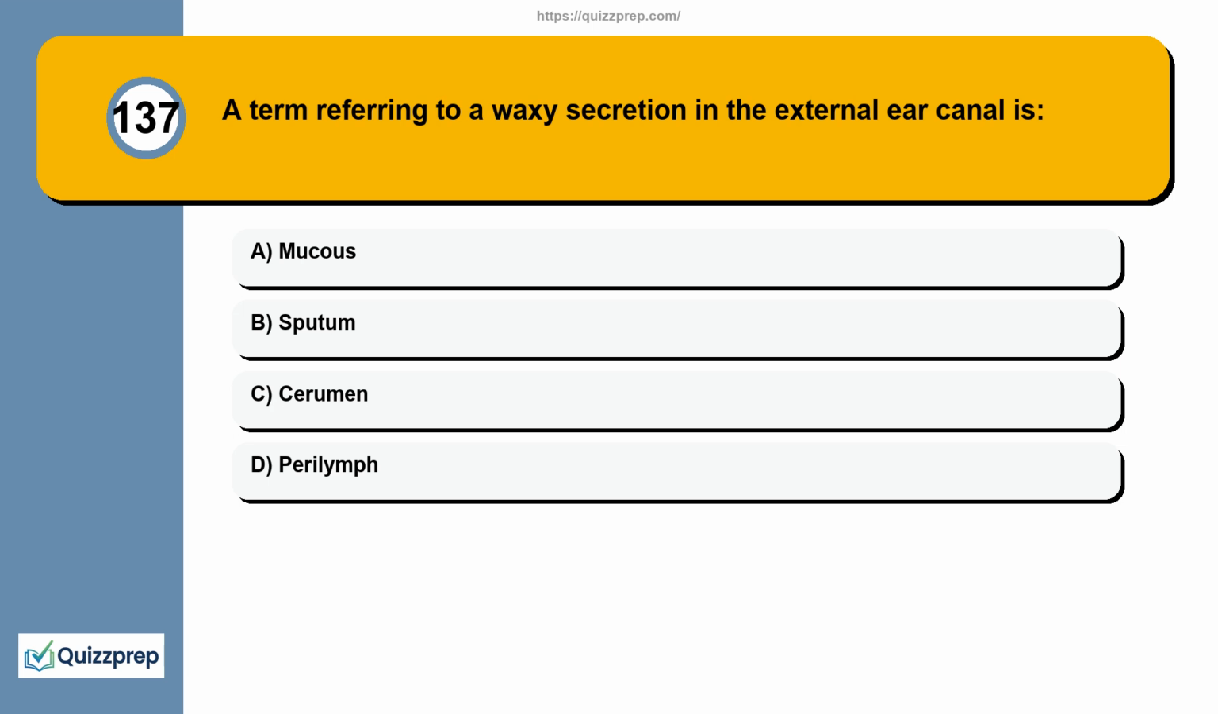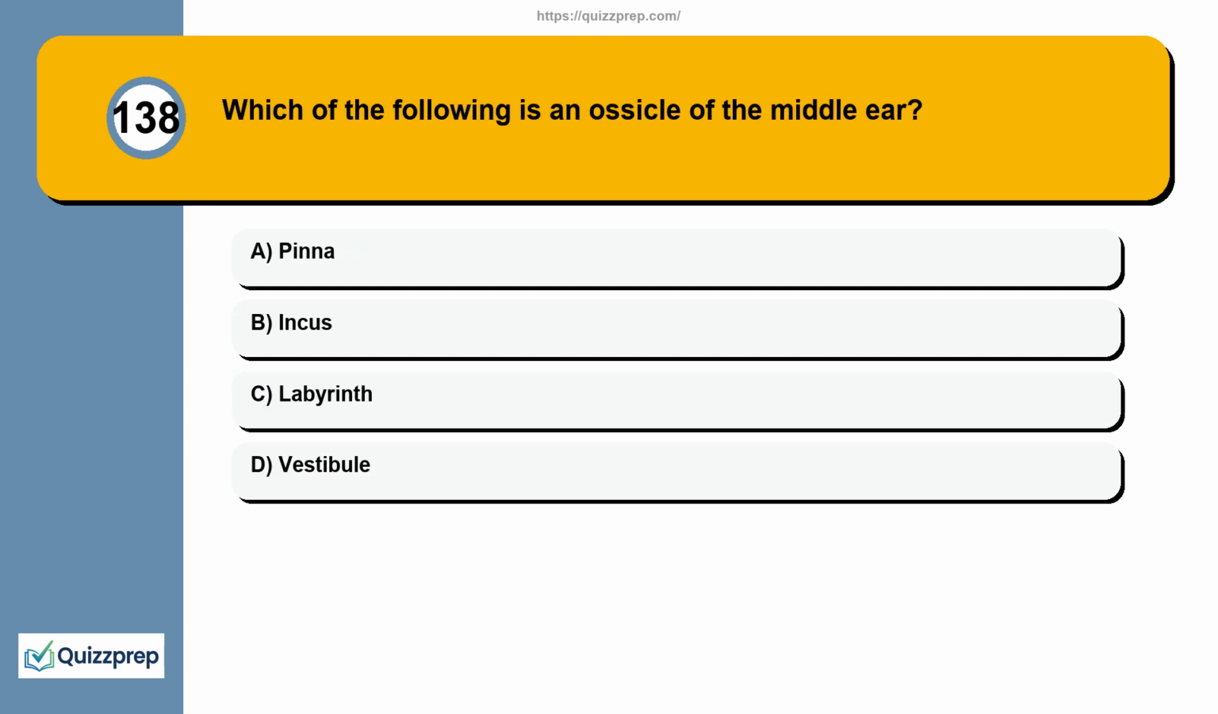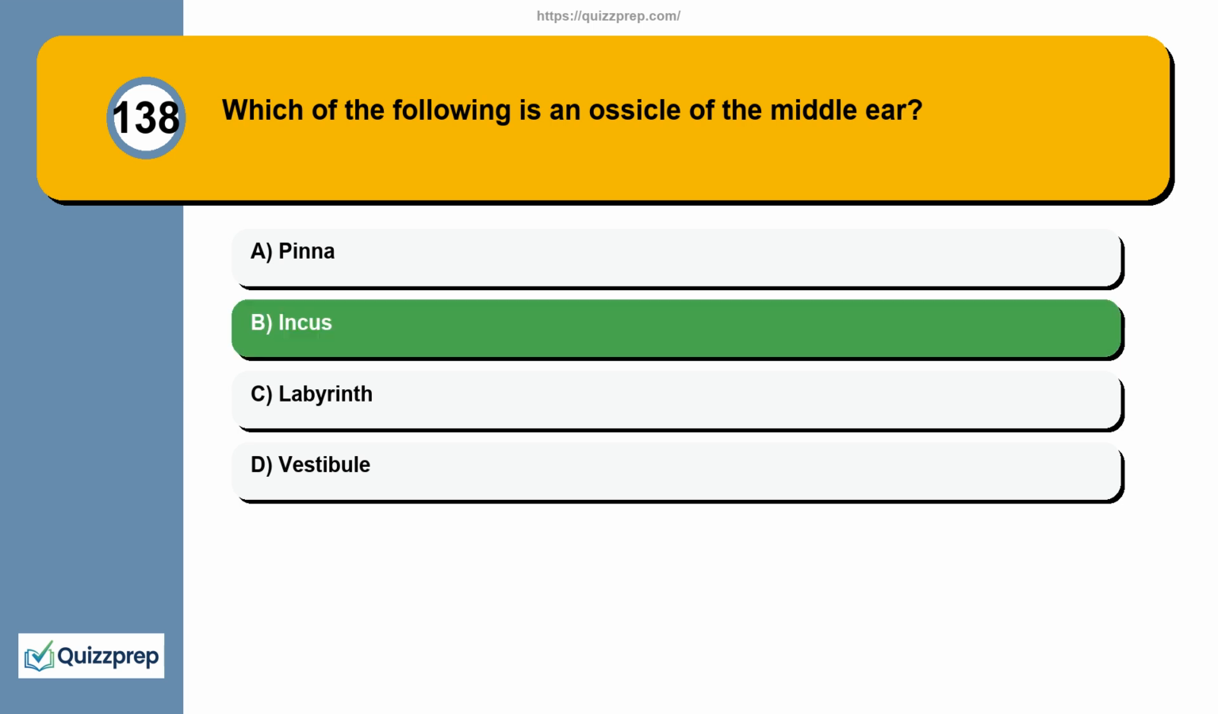Question 137. A term referring to a waxy secretion in the external ear canal is option A, mucus, option B, sputum, option C, cerumen, option D, perilymph. The correct answer is option C, cerumen. Question 138. Which of the following is an ossicle of the middle ear? Option A, pinna, option B, incus, option C, labyrinth, option D, vestibule. The correct answer is option B, incus.